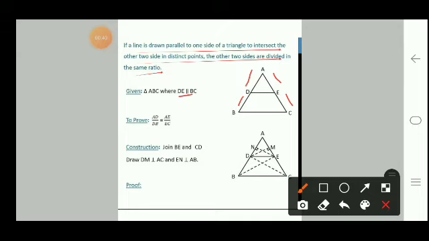Looking once again at the statement: if a line is drawn parallel to one side of a triangle to intersect the other two sides, so DE is parallel to BC, intersecting AB and AC at points D and E. Then they divide them in the same ratio, or in proportion. That is, we have to show that AD upon DB is equal to AE upon EC.